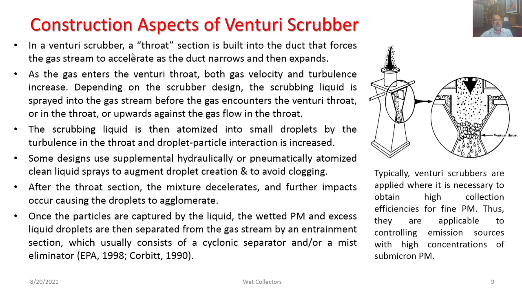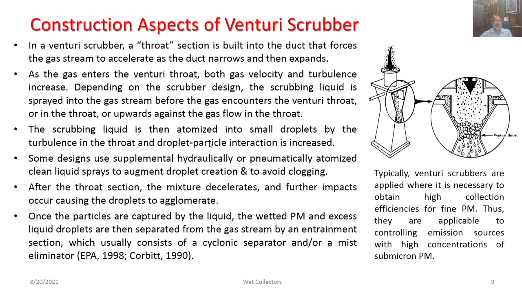Hence, in a Venturi scrubber, a throat section is built into the duct that forces the gas stream to accelerate as the duct is converging and then as it is expanding. As the gas enters this Venturi throat, as we discussed on previous slides, both gas velocity and turbulence increase. Depending on the scrubber design, the scrubbing liquid is sprayed into the gas, the way we considered, from the top at the throat or in the counter direction.